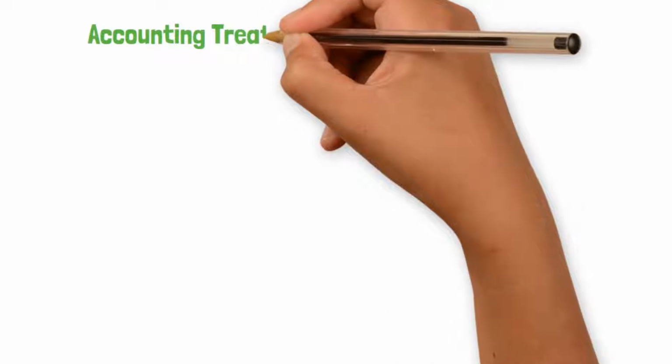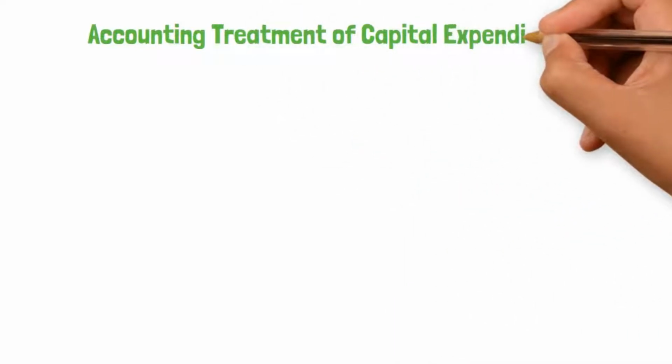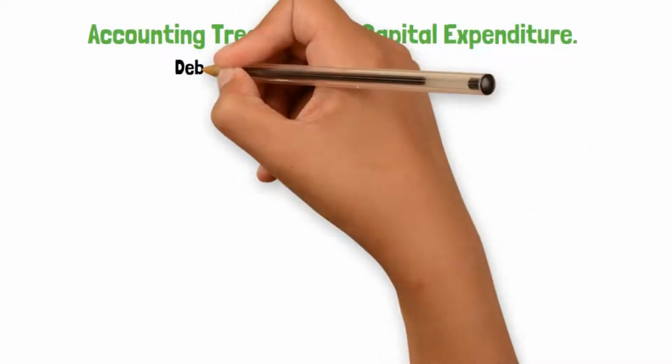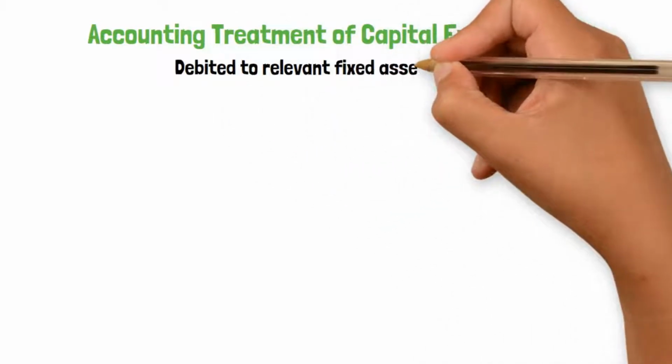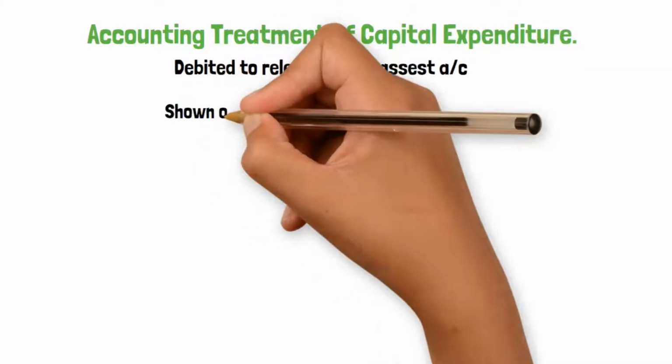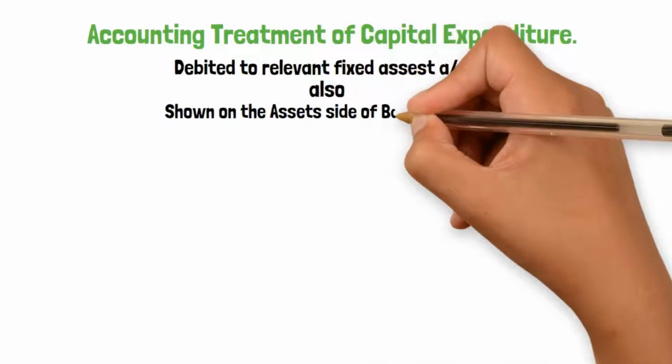Example, purchase of fixed assets like furniture, machinery, building, etc. Accounting treatment of capital expenditure: it is debited to the relevant fixed asset account, also shown on the assets side of the balance sheet.